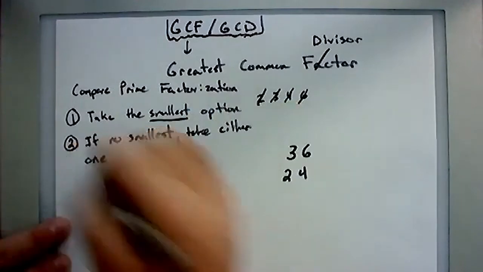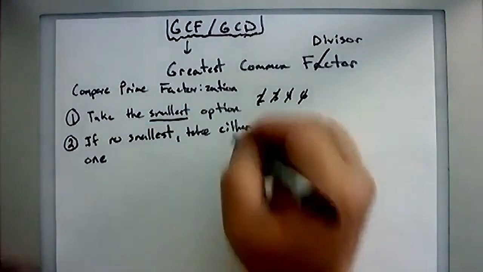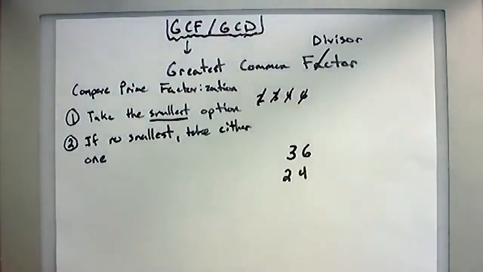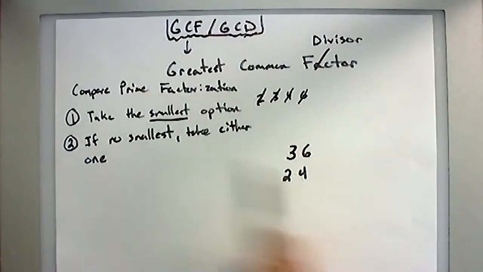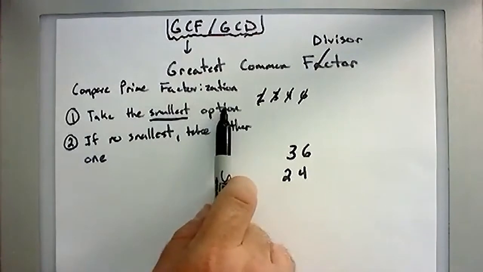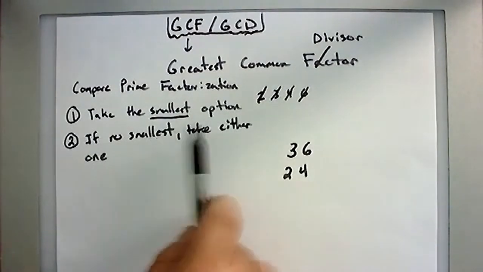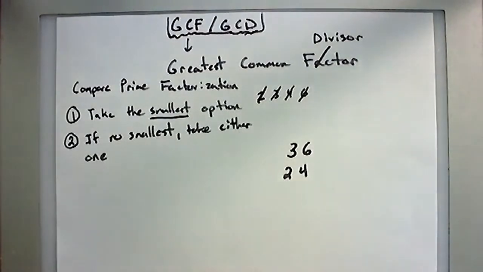Again, right now, this probably doesn't mean anything to you, but let's go ahead and just write the rules down, and then you'll very shortly see what I mean. So we're going to compare the prime factorizations of these 2 numbers. We're going to take the smallest option at any given moment. And if there is no smallest option, then we'll take either option given to us. So think about what this means.